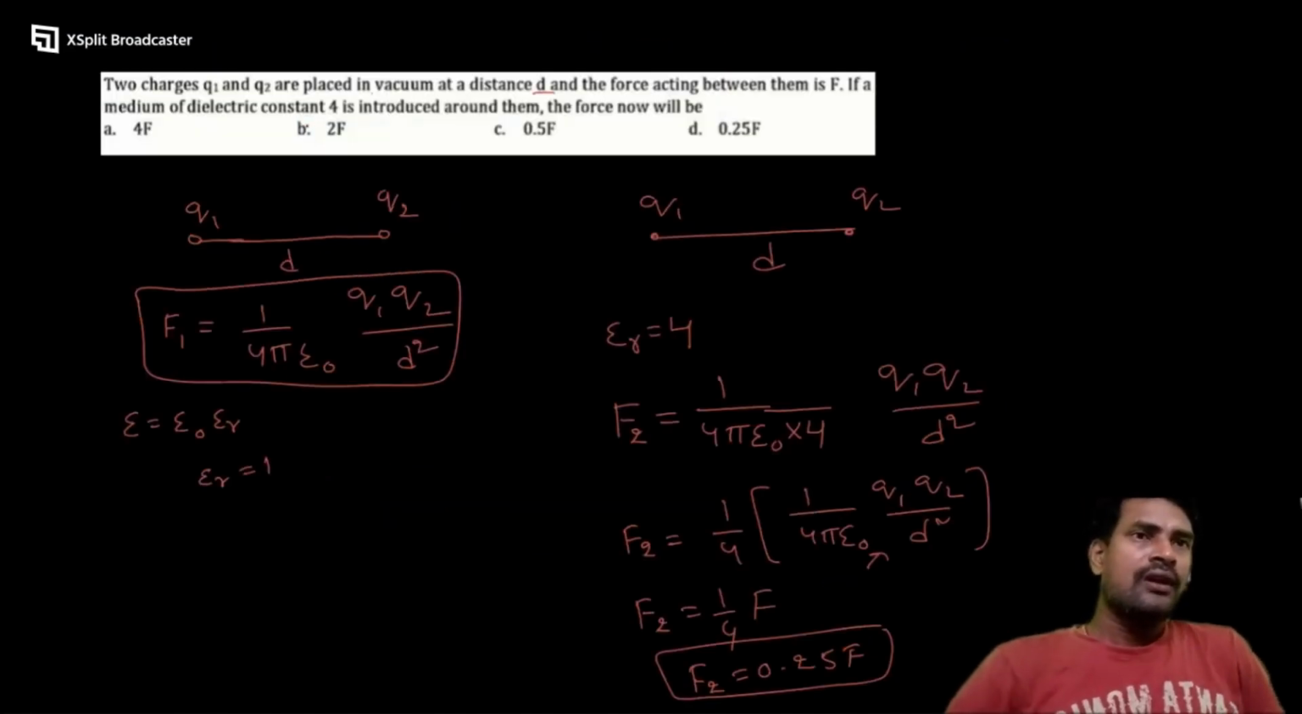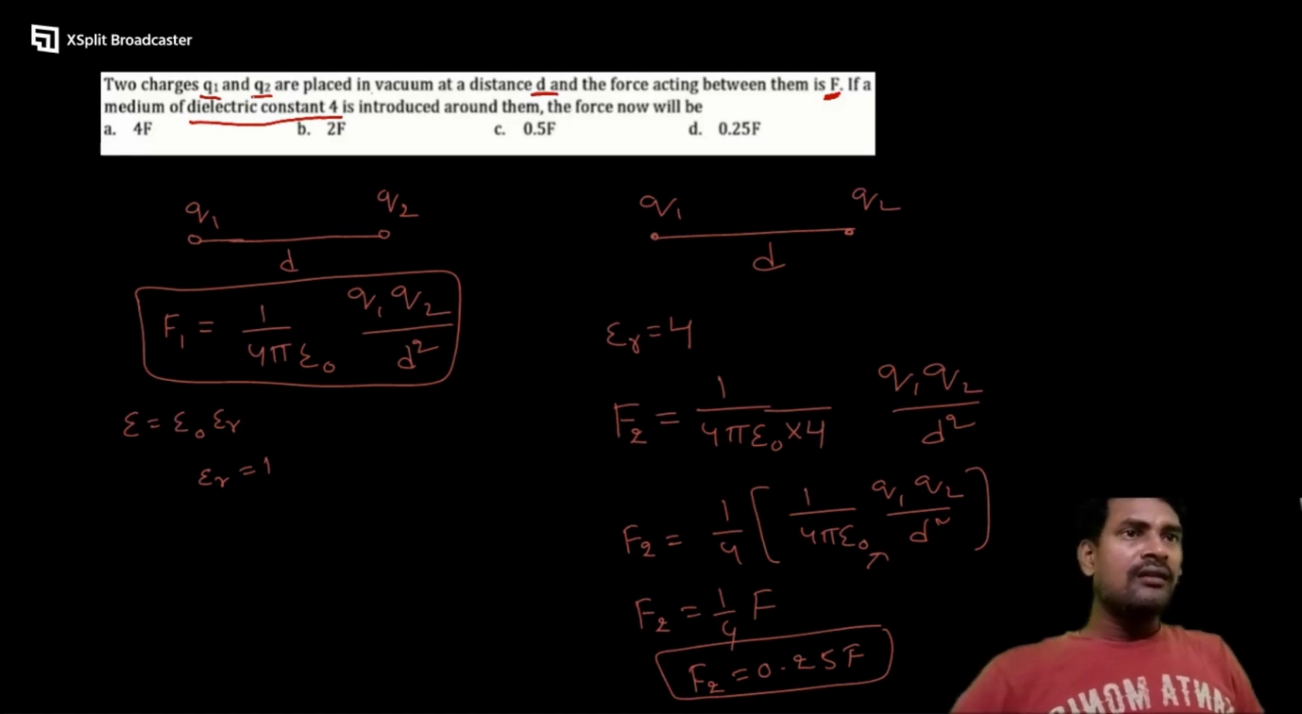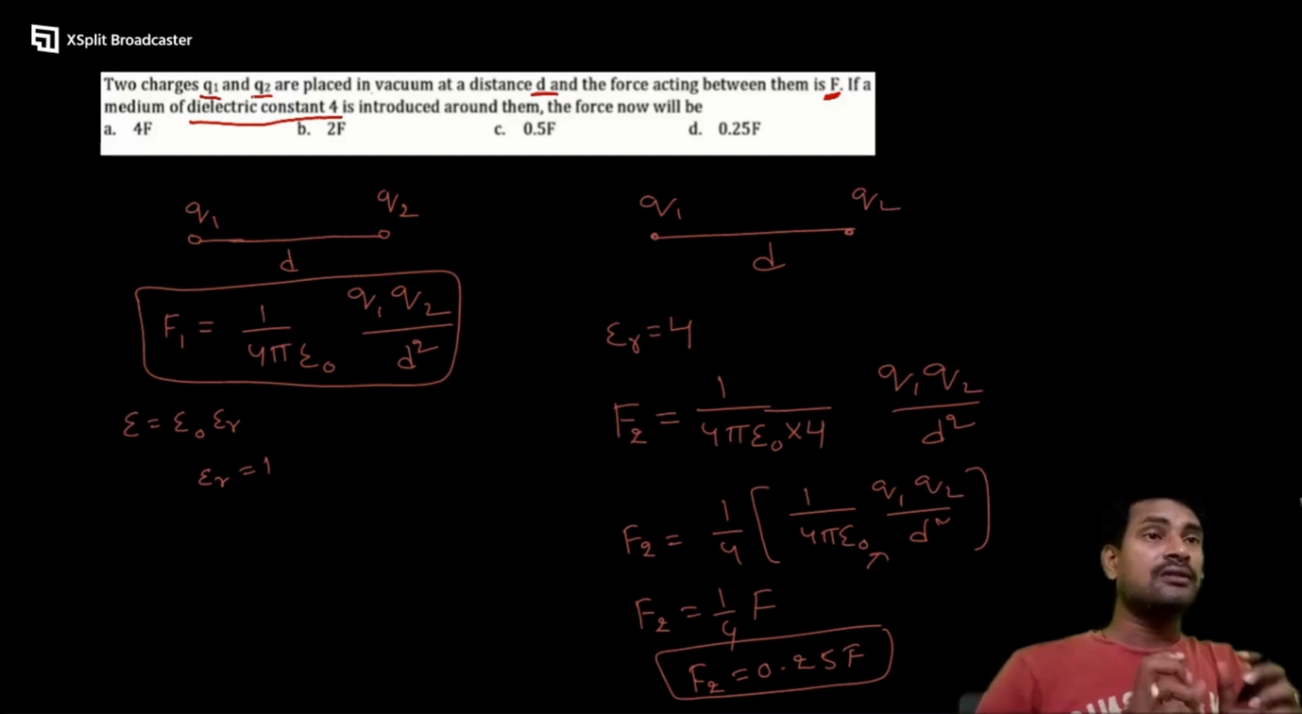Two charges Q1 and Q2 are placed in vacuum at a distance d, and the force acting between them is F. So we have two charges Q1 and Q2, separated by a distance d, and the force acting on them when separated by a distance d is F. If a medium of dielectric constant K is introduced, now he introduced a medium having a dielectric constant of 4. Then what will be the force after introducing this dielectric medium? That's what we want to find.